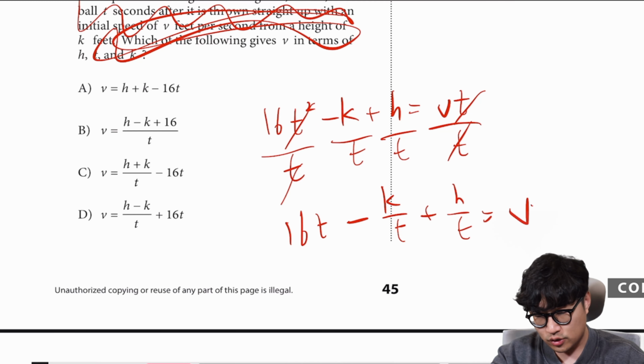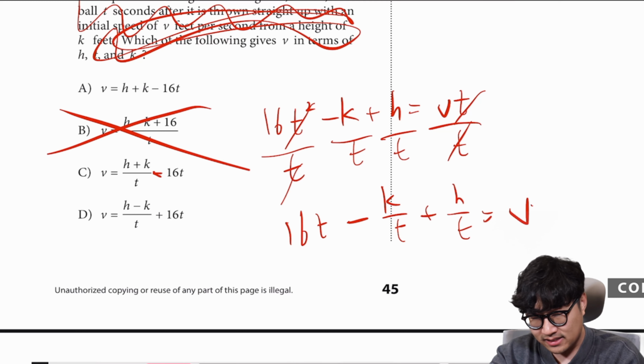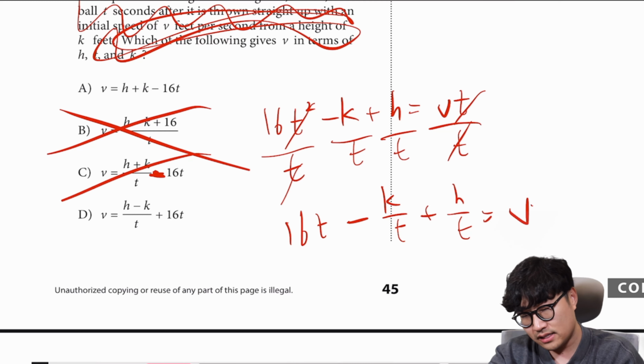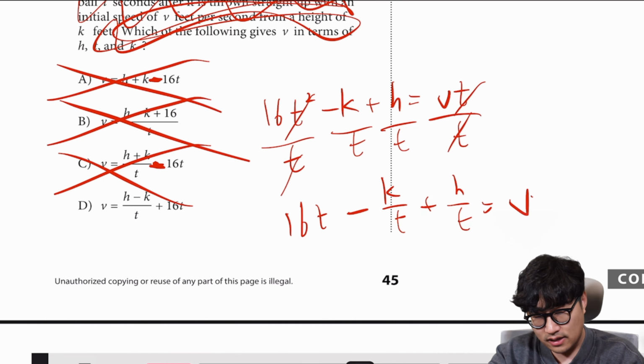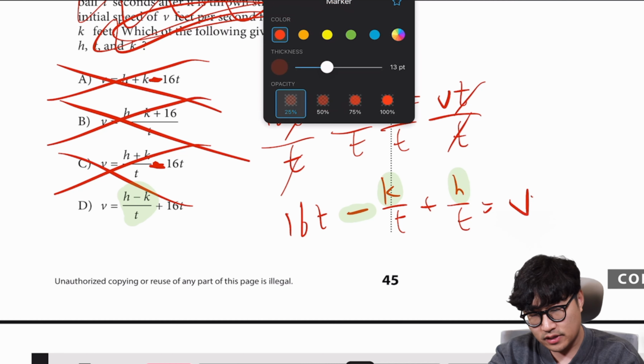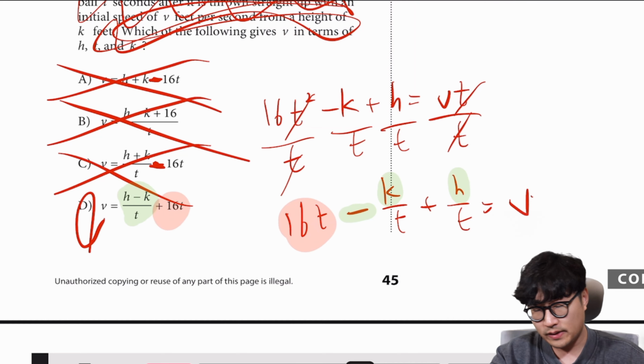So what looks like this? Well, B doesn't look right, it's not 16t. And then the minus 16t is absolutely false, so that's out. Same reason, that's out too. If you look at it, that portion right there, h minus k over t, is right there. And then obviously the positive 16t is right there. That's why answer choice D is correct.